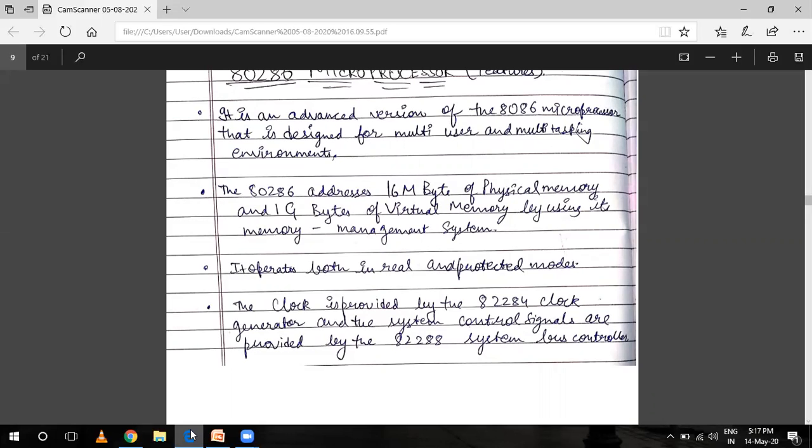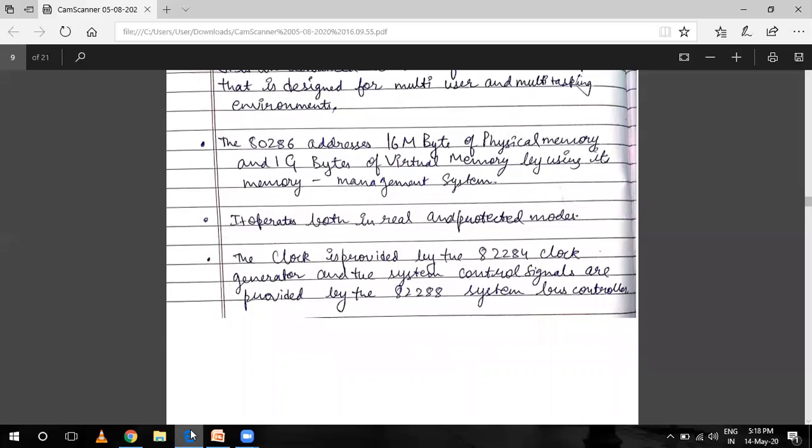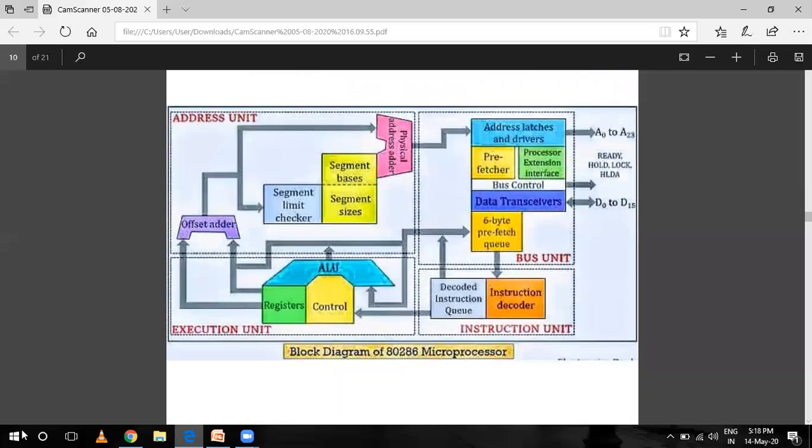So in this video we will discuss the 80286 architecture, its modes and its interrupts also. The microprocessor 80286 has an addressable memory of 16 MB. It offers an additional adder for address calculation. This is your offset adder in the address unit.